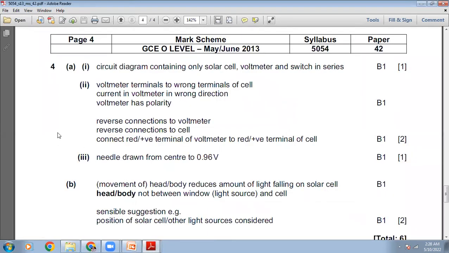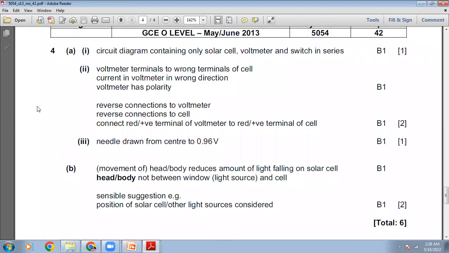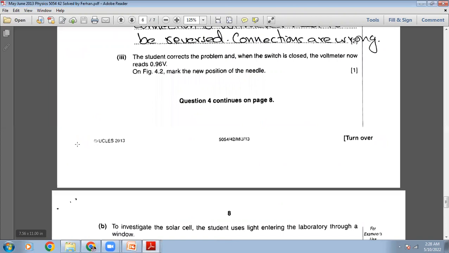So let me check. The voltmeter terminals are connected to the wrong terminals of the cell, current enters the voltmeter in the wrong direction, voltmeter has polarity. Reverse the connection to the voltmeter, reverse the connection to the cell. Connect red with the positive terminal of the cell. Okay, so here we go.